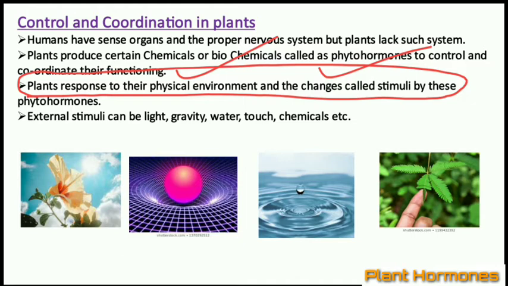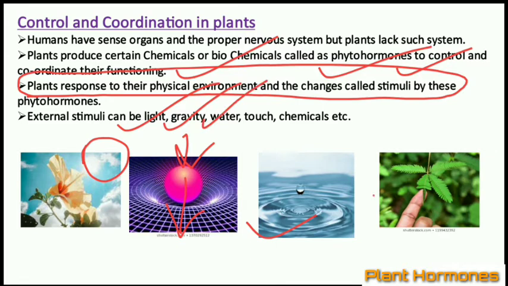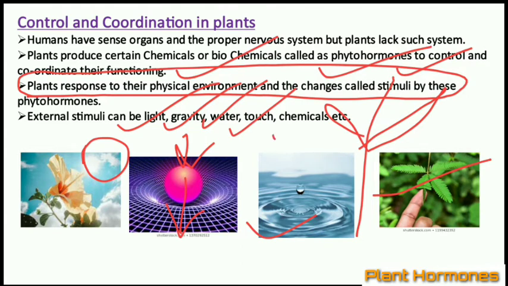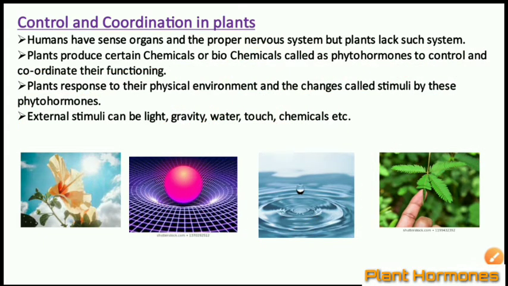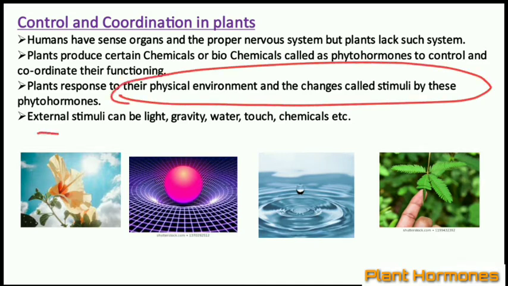The physical environment and the changes in the physical environment are called stimuli. You know, when the sunlight is there, sunlight is a physical external stimulus. Gravity pulls things downward. Gravity is an external stimulus. Water is an external stimulus. If you touch some plants, they show a folding in their leaves, and some plants, with the help of touch only, can grow like the climbers. So touch is also an external stimulus. There are certain chemicals which are released outside, and plants respond to these chemicals. So all such things in the physical, outer environment of the plants are known as stimuli, which you have already seen.